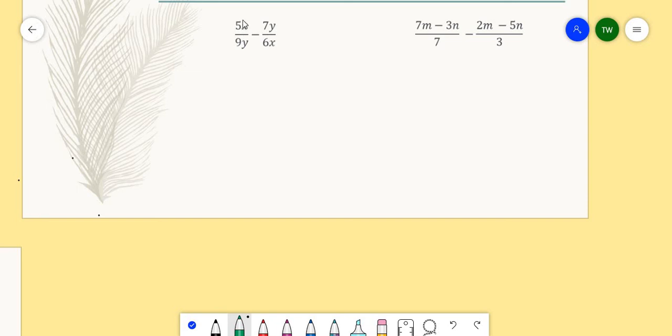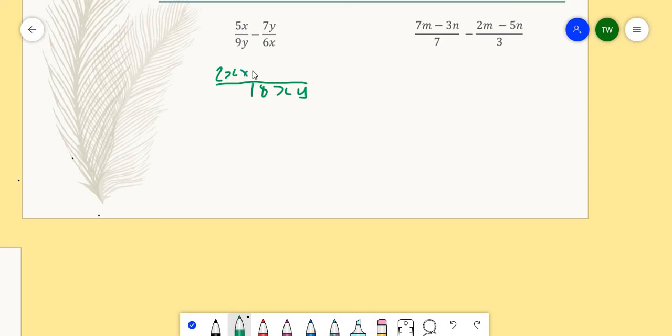To our next problem, we have 5x over 9y minus 7y over 6x. So now we want a common denominator for 9y and 6x. So that would be 18xy. Alright? So 9y into 18xy, that's going to be 2x. Alright? So we're going to take that 2x, and we're going to multiply our numerator of 5x.